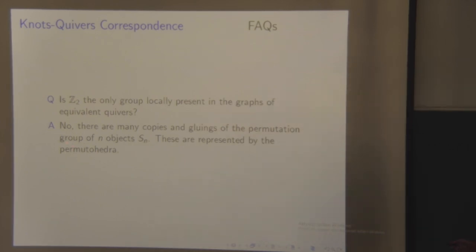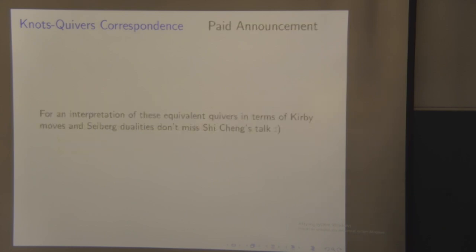So is Z2 the only local group? No, they actually have representations of Sn, and they're glued together in very complex ways. So those are the permutohedra. So if you want to find out more interpretation of these objects in terms of QB moves, I highly suggest you go to Shicheng's talk at the end of this week.